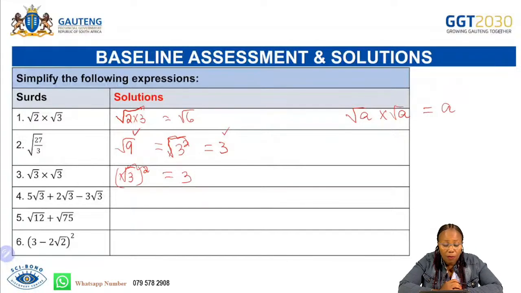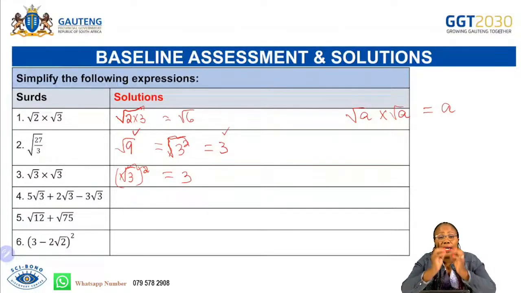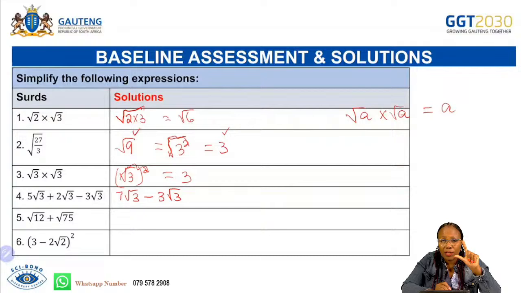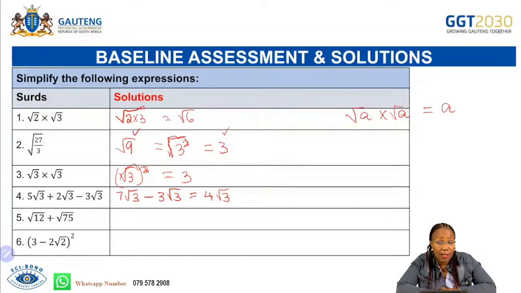And then number 4, we have 5 square root 3 plus 2 square root 3 minus 3 square root 3. So that means it's like adding the same thing, because you are adding 5 square root 3 plus 2 square root 3. So you end up with how many square root 3s? 7 of them. So it's 7 square root of 3. Then we subtract 3 square root of 3. So out of 7 square root 3s, you subtract 3 of them. Then we'll be left with 4 square root of 3.